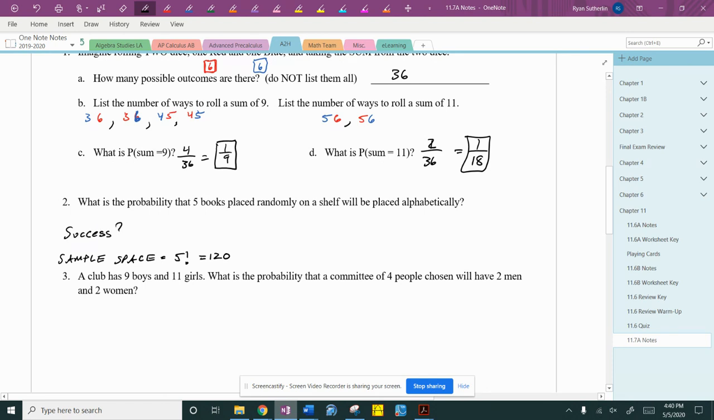How many successes are there? Well, how many ways are there to arrange 5 books alphabetically? There is only 1. So the probability that they are arranged alphabetically is 1 over 120.